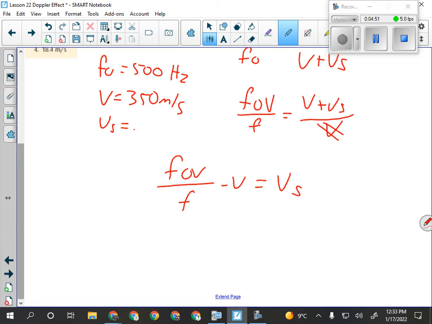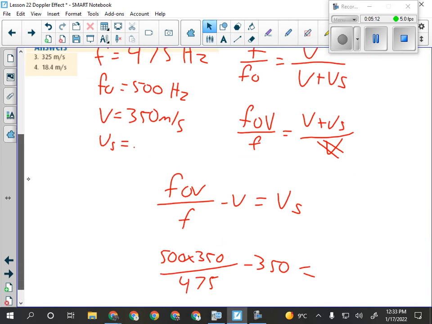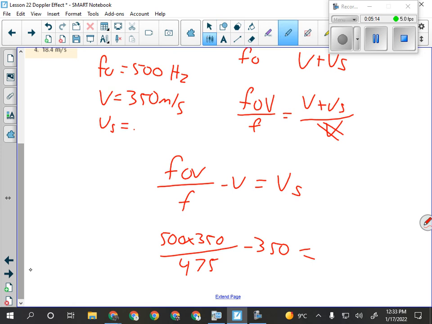Okay, it's a tricky manipulation. When we plug in our numbers then, we're going to have 500 times 350 divided by 475 minus 350. Okay, so when we punch all that in, we should end up with 18.4 meters per second.